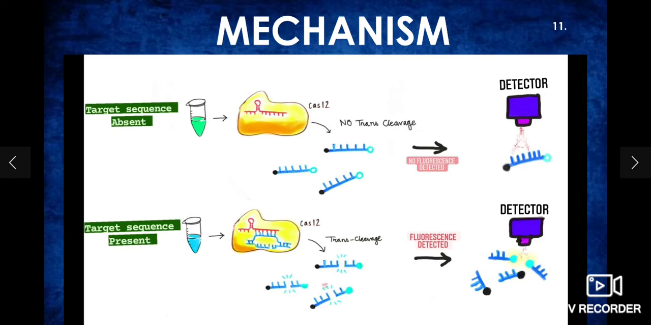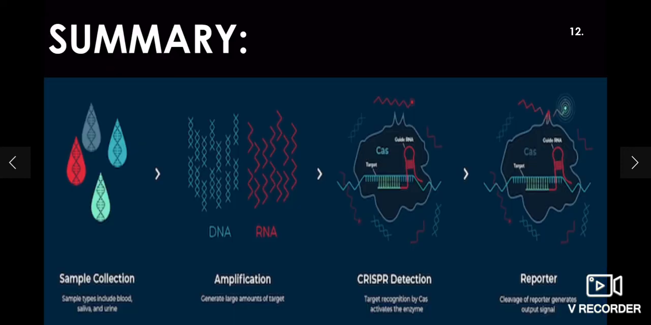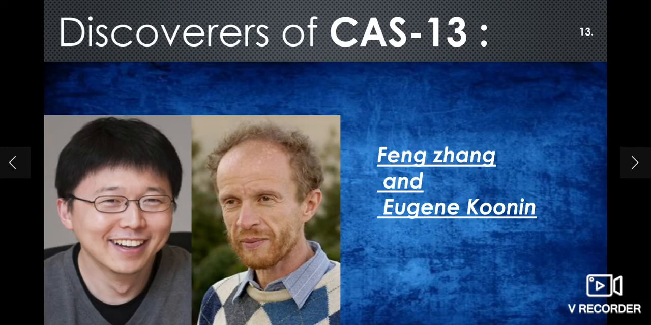Now coming to the summary: first the sample from the patient is collected, then it is amplified to create several copies of RNA, then the RNA is added to the Cas13 guide RNA complex with the reporter. If the detector reports a fluorescent signal, it means the test is positive, and if there is no signal, that means the test is negative. These are the two scientists who played a critical role in the development of SHERLOCK.